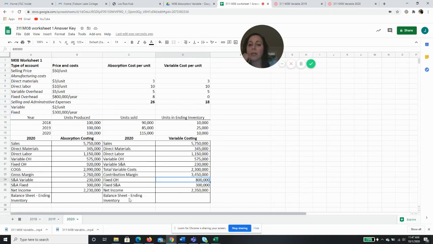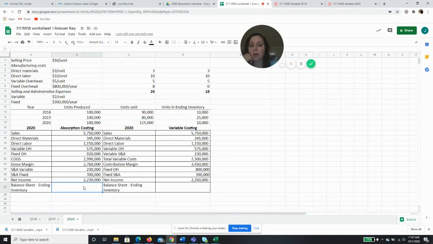All right, let's look at 2020, where we sold more than we made. So first, let's do our ending inventory. Our ending inventory is 10,000 units times, for absorption, $26 per unit, or 260,000. And for variable, 10,000 times $18 a unit, or 180,000. Gives us our ending inventory.